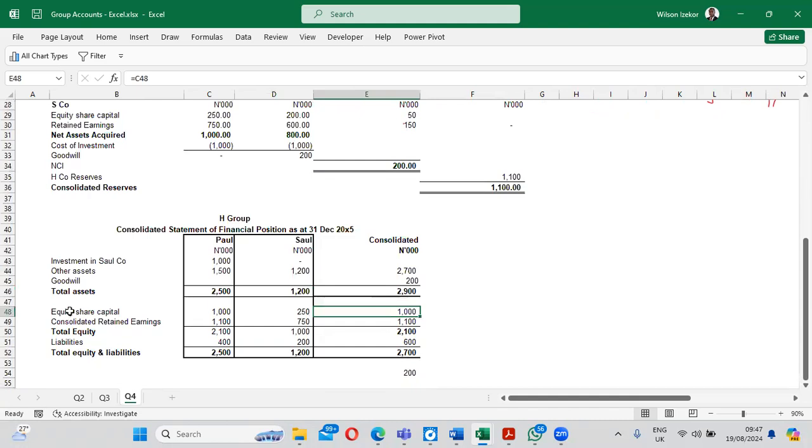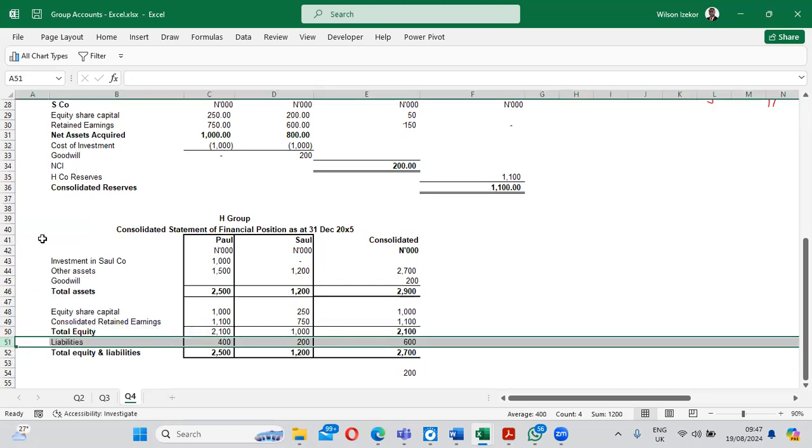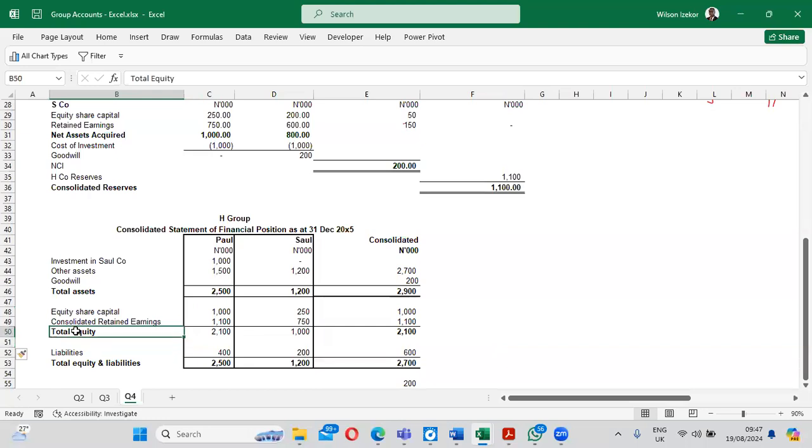So what do we do here? In the equity share capital, we have this and we have this, right? And then you have to introduce your NCI. So this equity share capital to the parents.